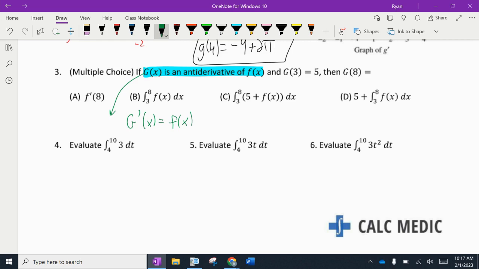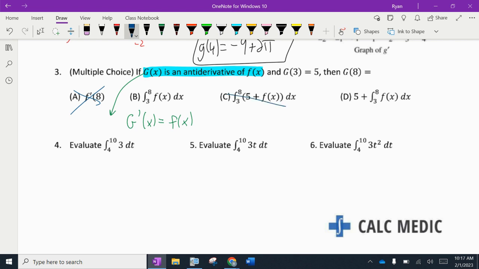All right, turn to your friend. Which one of these is going to give you the value for G of 8? Which one are you most convinced is wrong? Not even anywhere near it. B, C, and D, they all have the integral from 3 to 8. Does that make sense why it is? We're changing from 3 to 8.